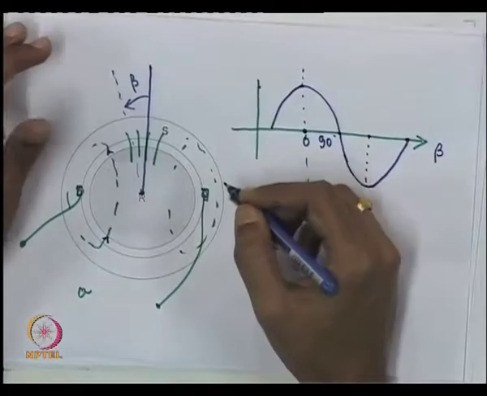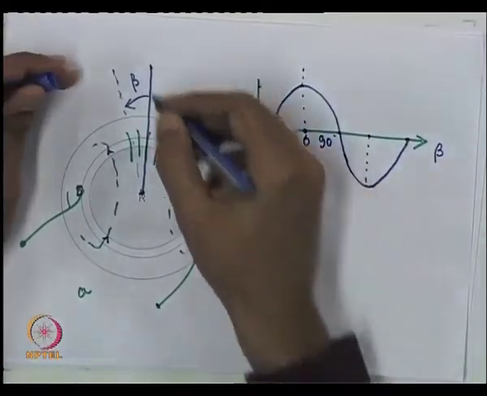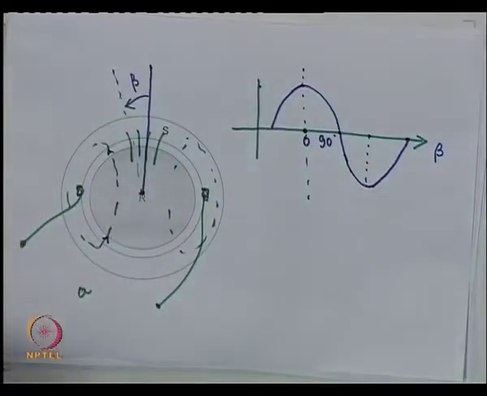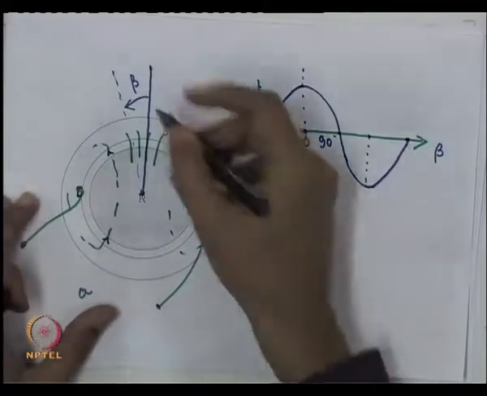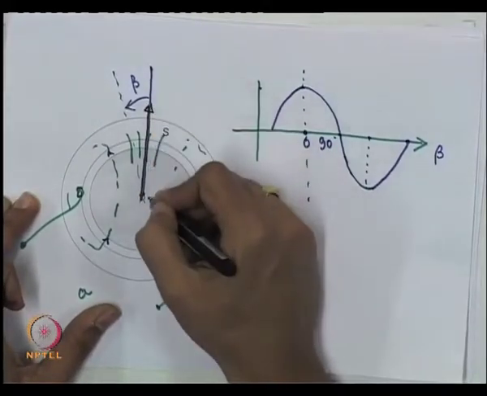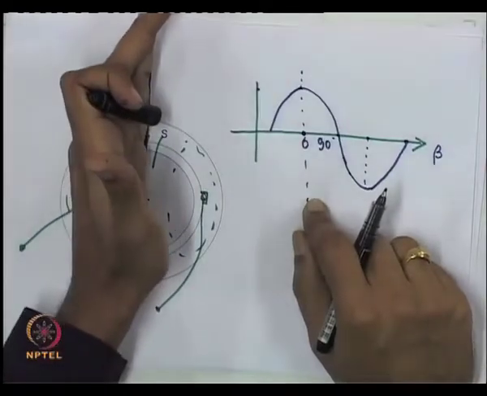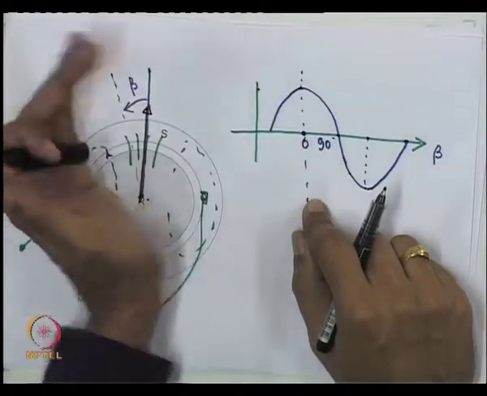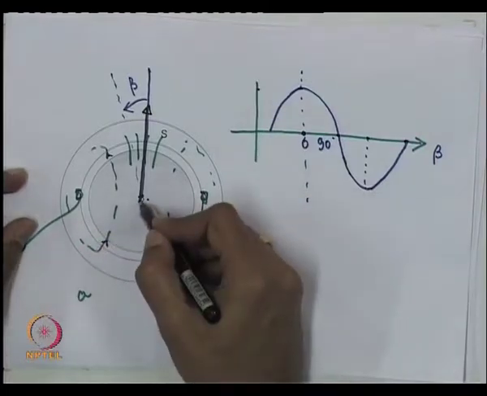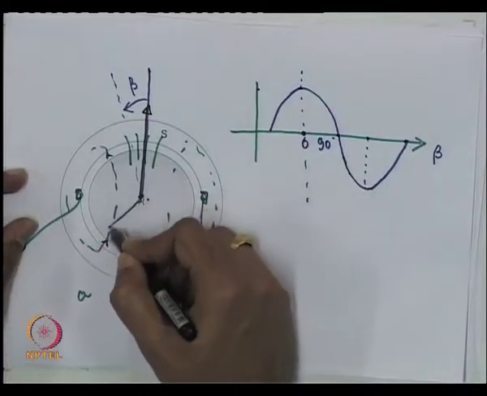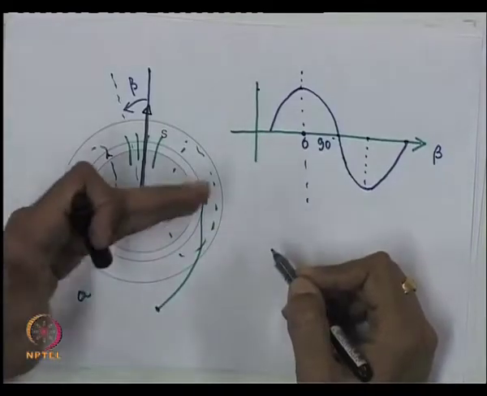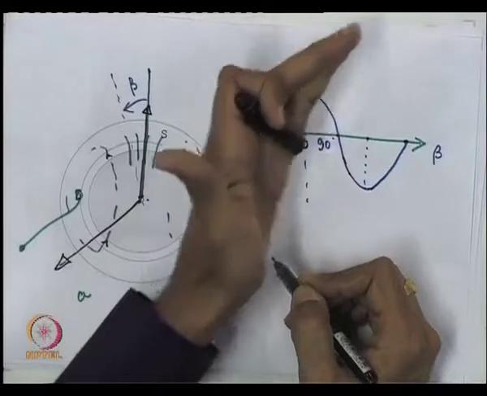Just to make our analysis a bit simplified, I will represent this kind of MMF by a vector in this direction. So, if I show an MMF by a vector in this direction, what does it mean? Its maximum MMF is in this direction and it drops off sinusoidally like this. So, the MMF of the B winding can be represented like this, in this direction. So, when I show a vector like this, it means this.